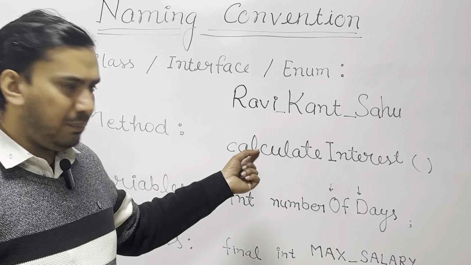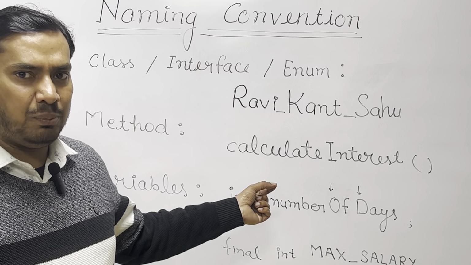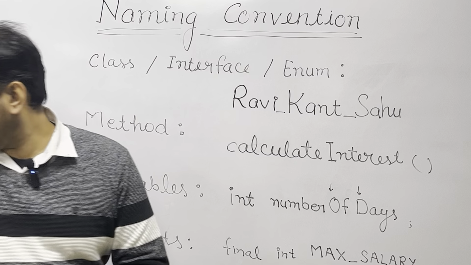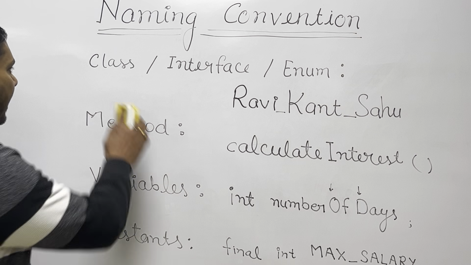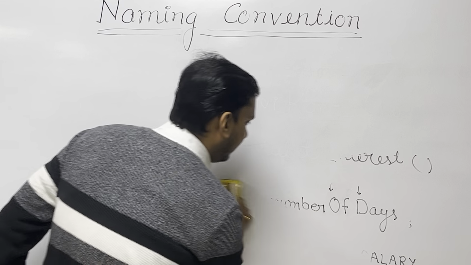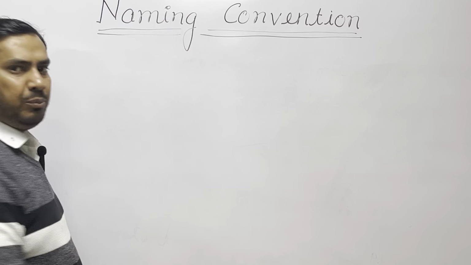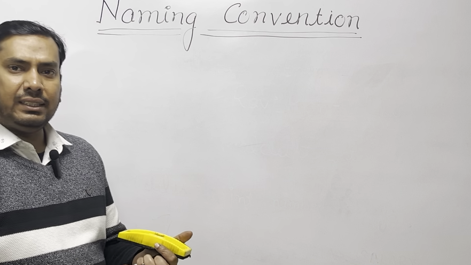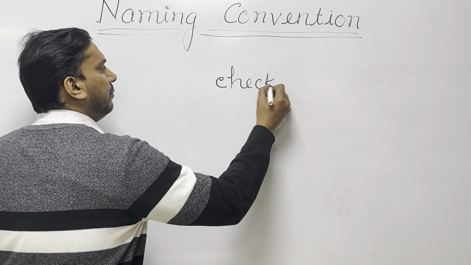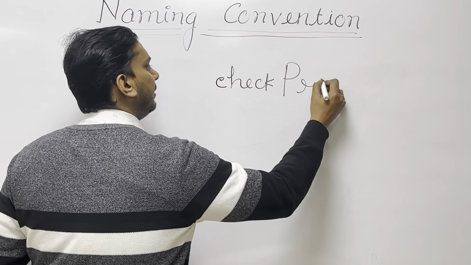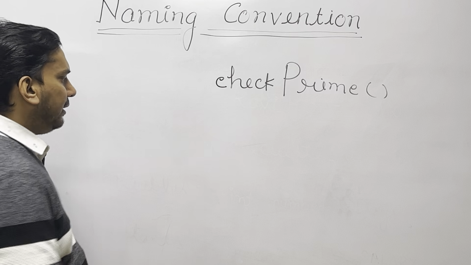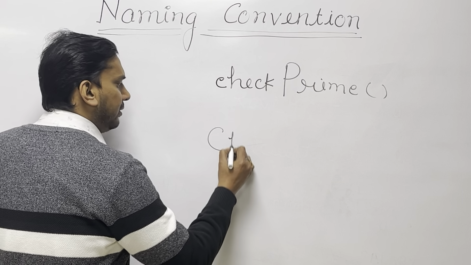I can make you understand with a small example how the naming convention facilitates programmers. Let us say I have created a function and the function name is check prime, right. Following the naming convention, I will write checkPrime. But if I am not following the naming convention, I could have written something like this also.